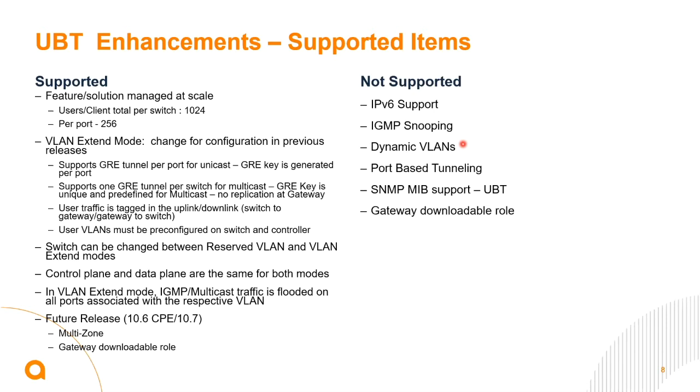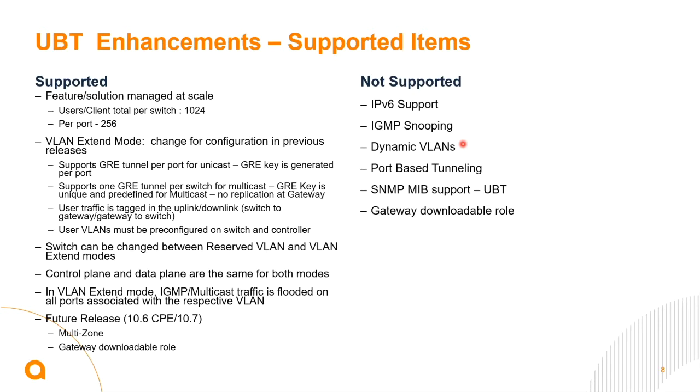So in VLAN extend mode, which is the mode that's coming out in 10.6, IGMP and multicast traffic is flooded on all ports associated with the VLAN that IGMP is turned on. And then it's sent back. Multicast traffic traverses between the switch and the gateway over a multicast tunnel.